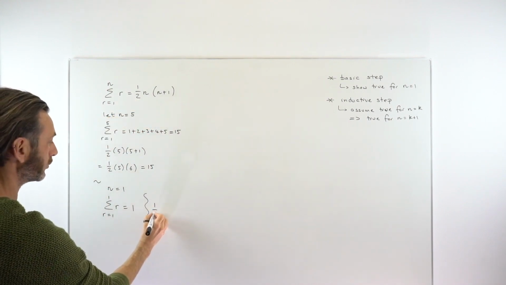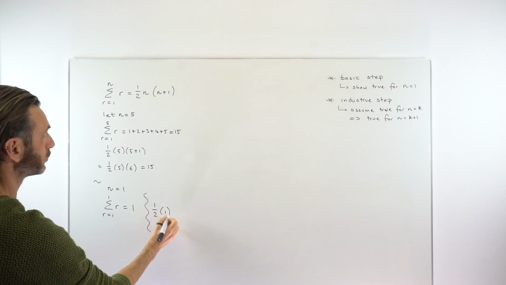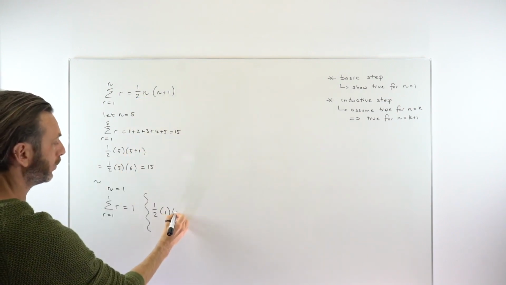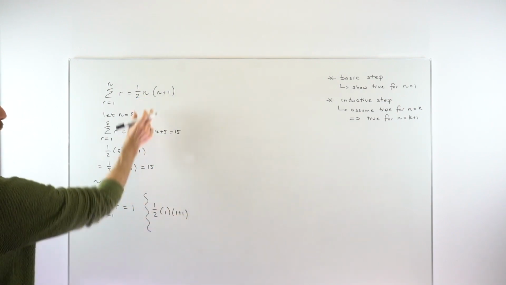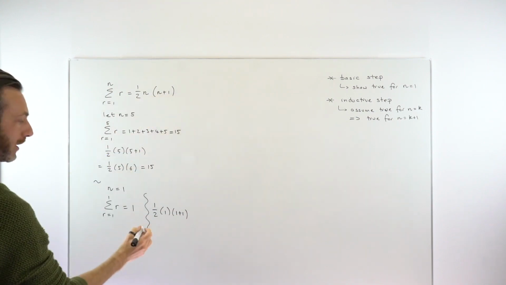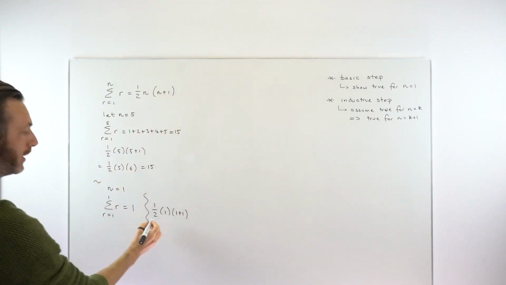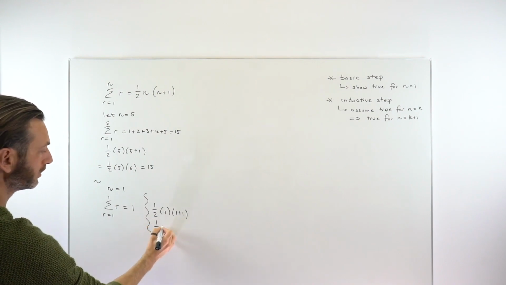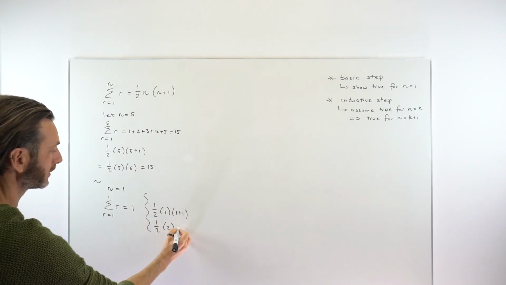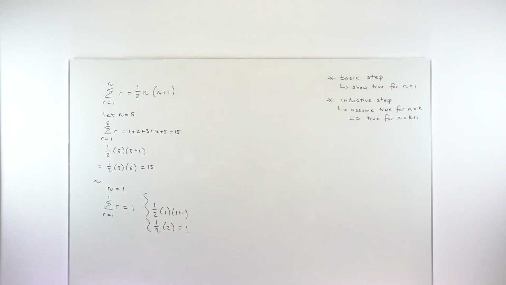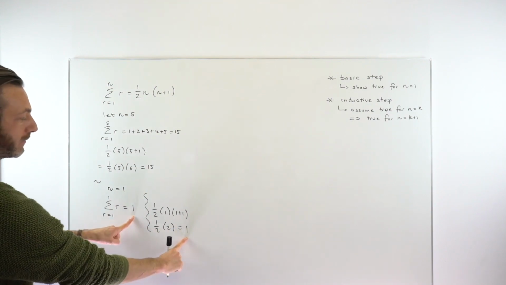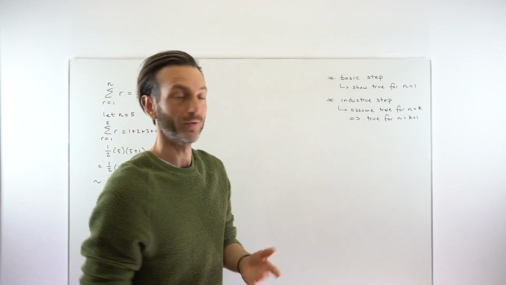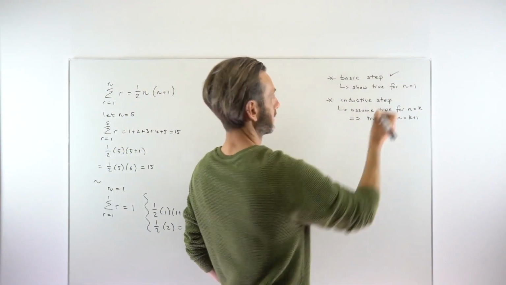We're just letting the n value be 1, so it's going to be 1/2 times 1 times 1 plus 1. So we're just plugging 1 in the place of the n in the formula, just like we did here with the 5. 1/2 times 1 is 1/2. 1 plus 1 is 2, so it's going to be 1/2 times 2, which equals 1. So these have come out to be the same value. So that means that we can sort of validate, sign off on the basic step being true.